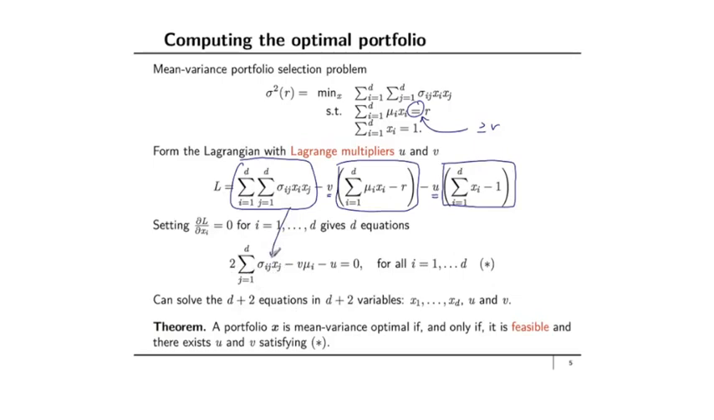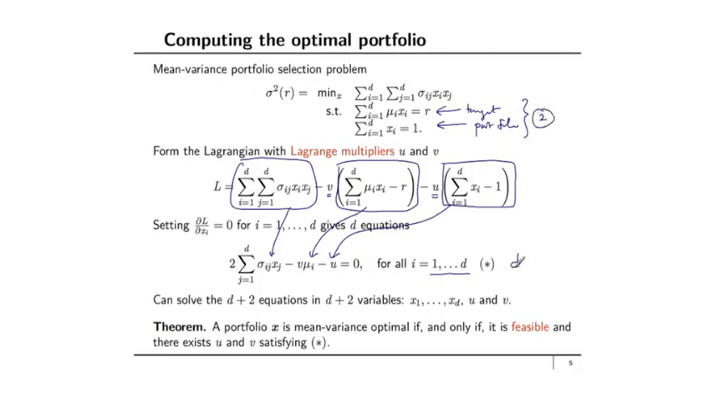If you take the partial derivative with respect to i, you'll get 2 times sigma ij xj. That's the derivative that's coming from this term. You'll get v times mu i, which is the term that is coming from here, and minus u, which is the term that's coming from there. And I'll set it equal to 0. I'll have one equation for all i's going from 1 through d. So I get d equations from here. I have two other equations from here. I need to make sure that my portfolio satisfies the target return. And I need to make sure that it's a portfolio.